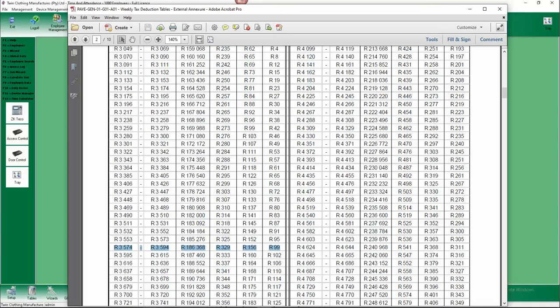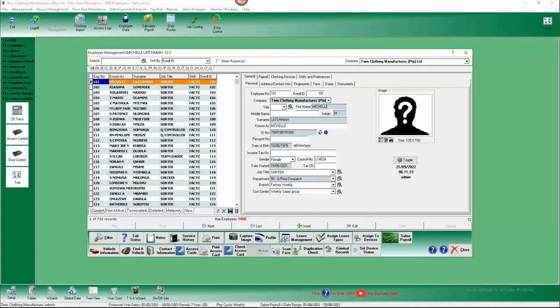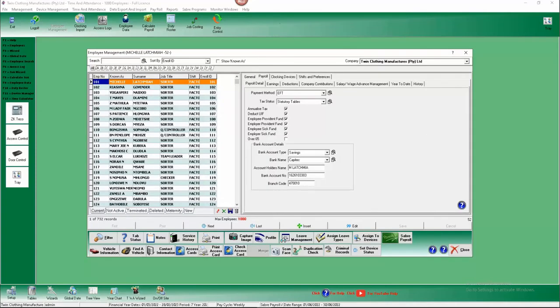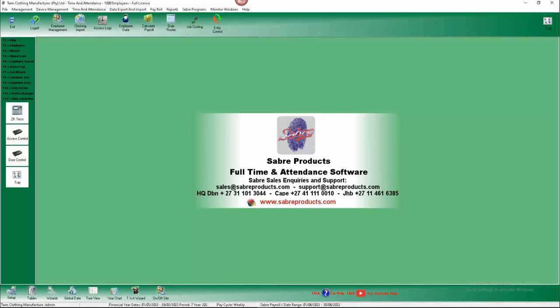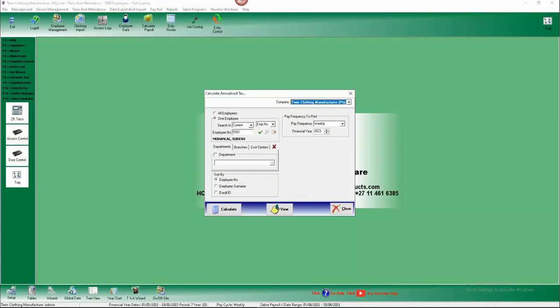So it's not a percentage or a fixed percentage that we work on, because that could change every year. We work according to the tax tables. So I just want to explain to you and show you how this works. Firstly, to enable the setting, you go to the payroll settings for a particular employee and you enable annualized tax. And with that ticked, the program and the payroll will calculate the annualized tax. But for this demonstration, I'm just going to show you the finished calculations. So I'm going here to where it says calculate annualized tax. Like I said, it happens during the calculations of the payroll.